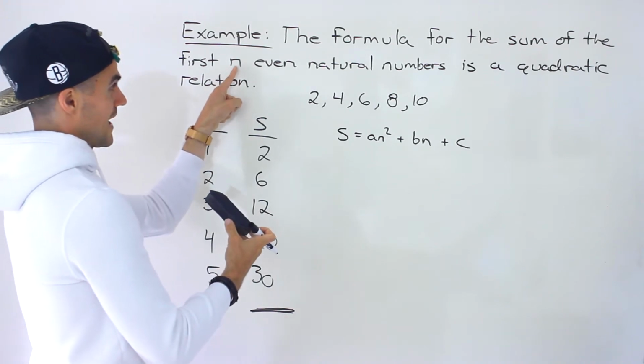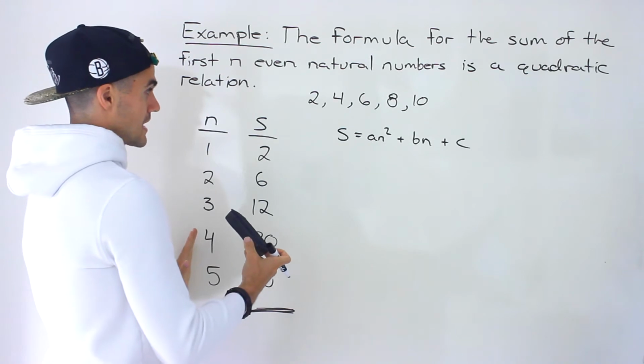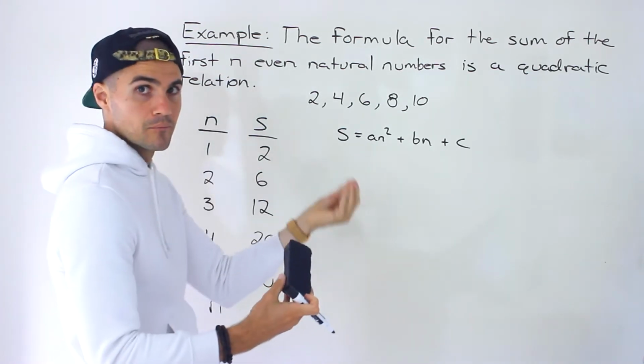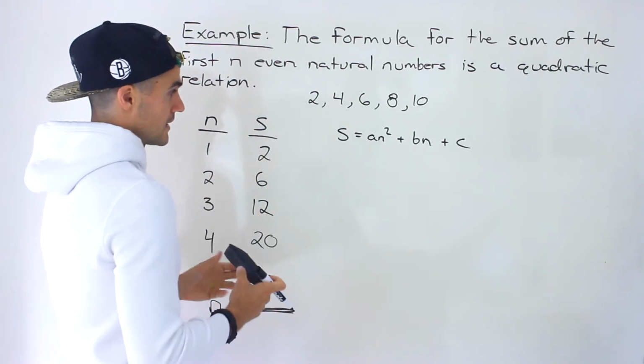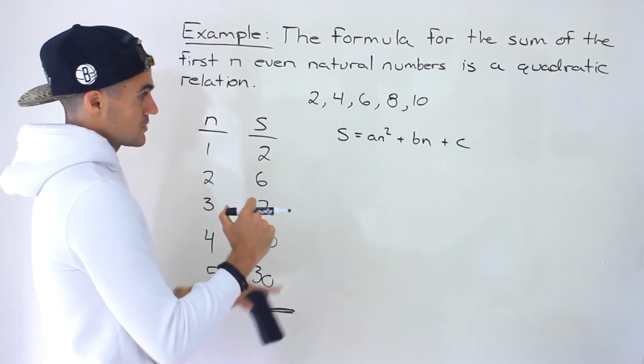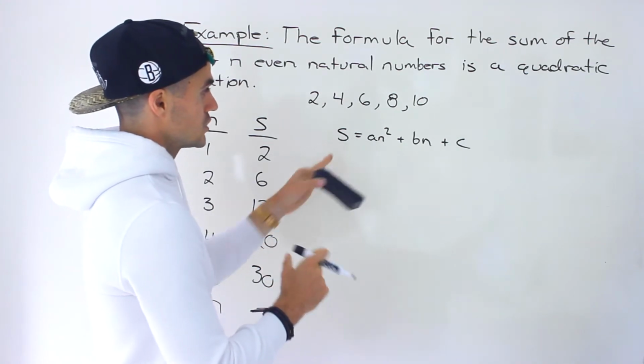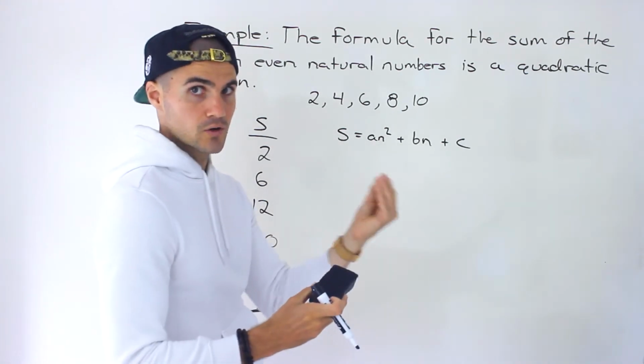Here we said the first n even natural numbers, so it makes sense to create this column as n, and then s represents the sum. So that's why I use the letter s. But again, you can use whatever variables you want here. So we know it's going to be a quadratic. It's going to be in this kind of format. The question is, what is the actual quadratic going to be?